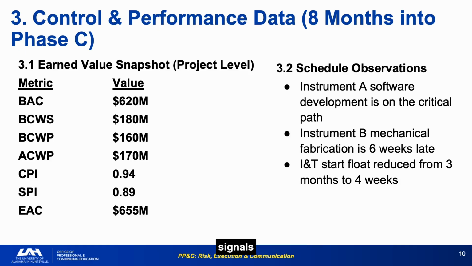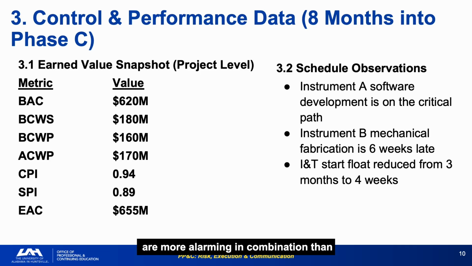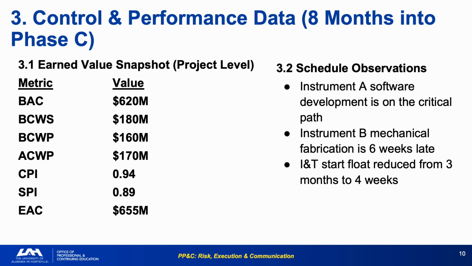The 3 schedule signals together, critical path on software, Instrument B late, INT float burning, are more alarming in combination than any one of them individually. Each one alone might be manageable. All 3 together at month 8 is a structural concern. The combination of cost pressure, schedule degradation, and float consumption at 8 months is not a stable condition that will self-correct. It is the beginning of a trend that the Christensen/Heise finding from Course 3 suggests is very unlikely to reverse on its own.